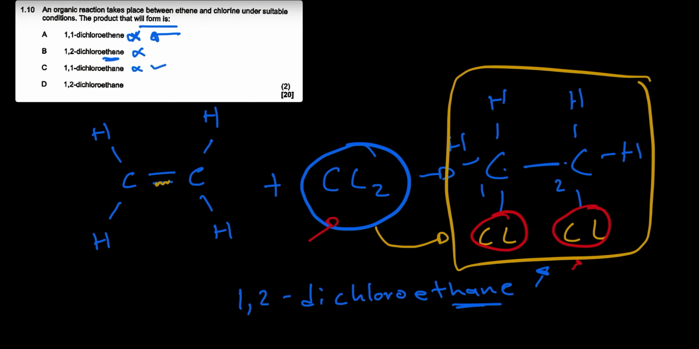Okay, so now if we look at the last option, they say we have 1:2 dichloroethane. So this is going to be the suitable answer, since we have 1:2 dichloroethane, ethane, which is this part. So D is the suitable answer to 1.10.